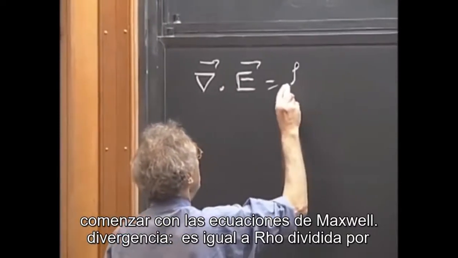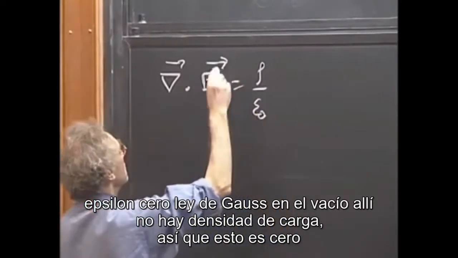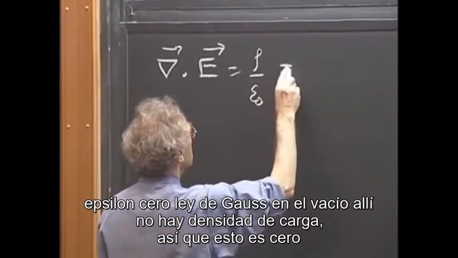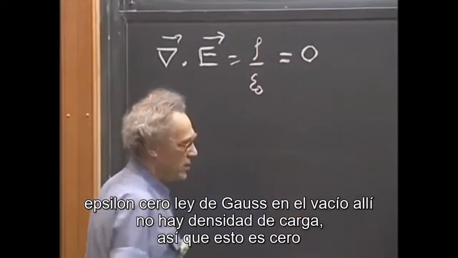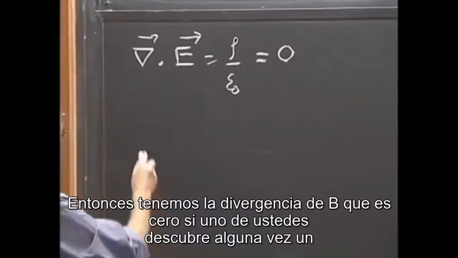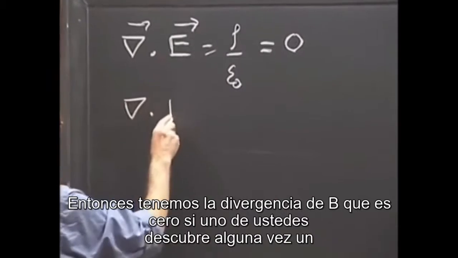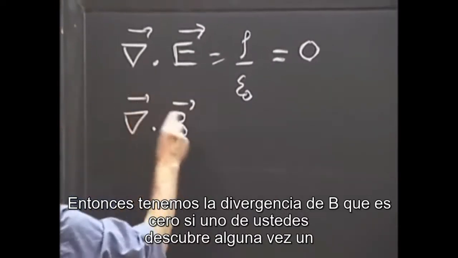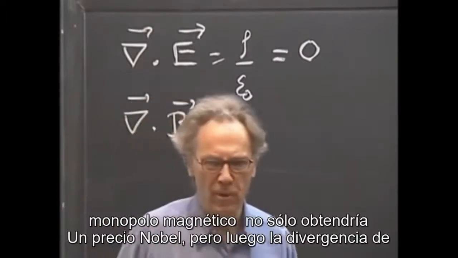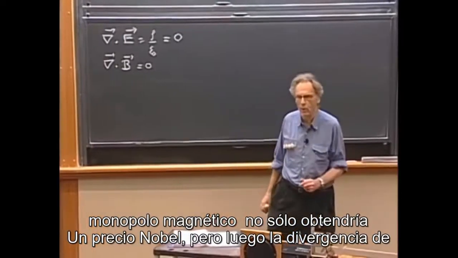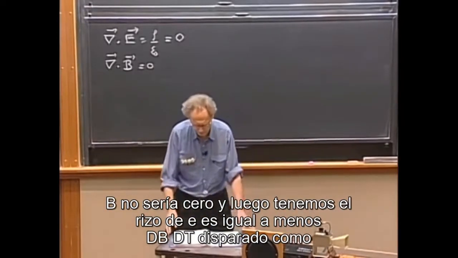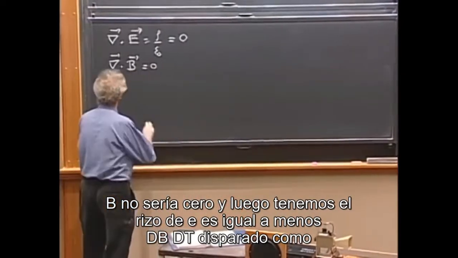The divergence of E equals rho divided by epsilon 0, Gauss's law. In vacuum there is no charge density, so this is 0. Then we have the divergence of B. That is 0. If one of you ever discovers a magnetic monopole, you would not only get the Nobel Prize, but then the divergence of B would not be 0.